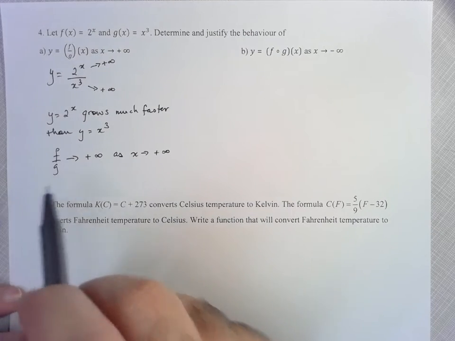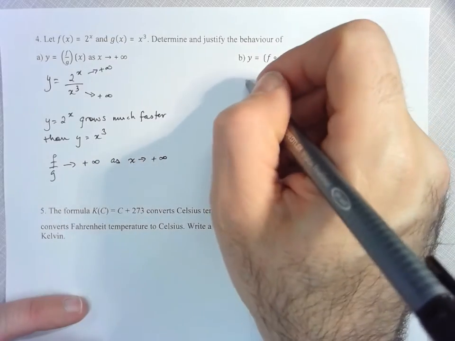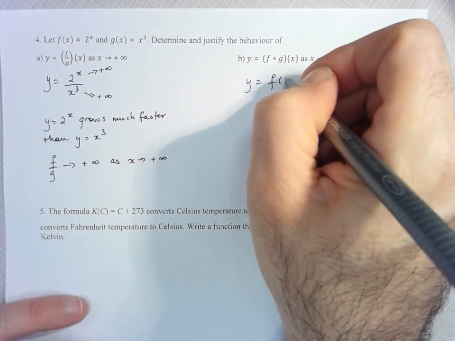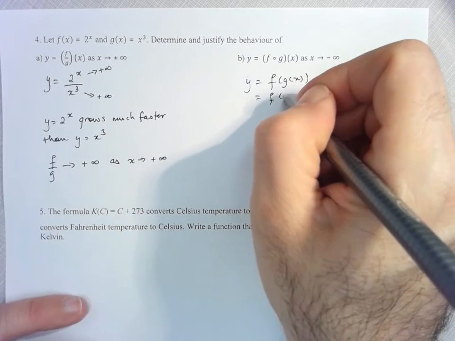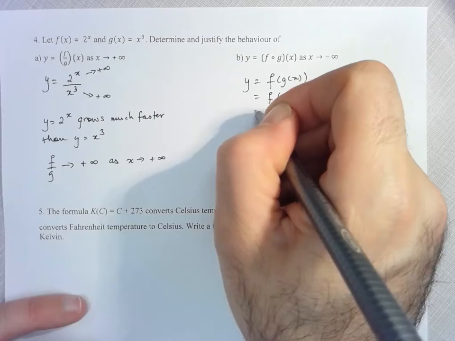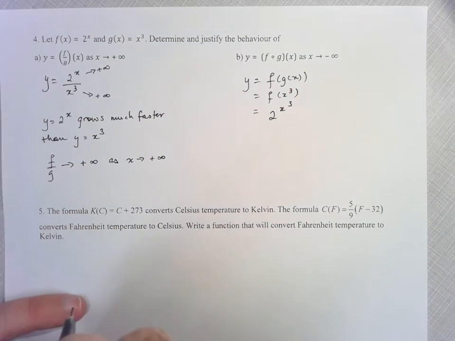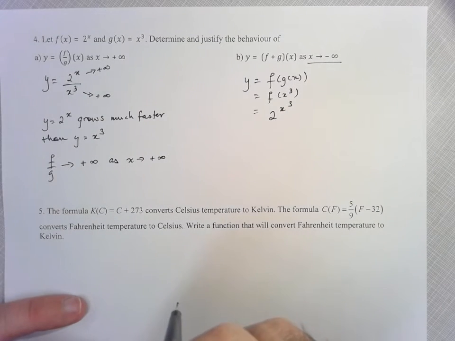Okay, let's take a look now at f circle g. So again, let's write out the equation. So this is f at g at x. So f at x cubed, and so this just becomes 2 to the x cubed. And we're only interested in it as x goes to negative infinity.